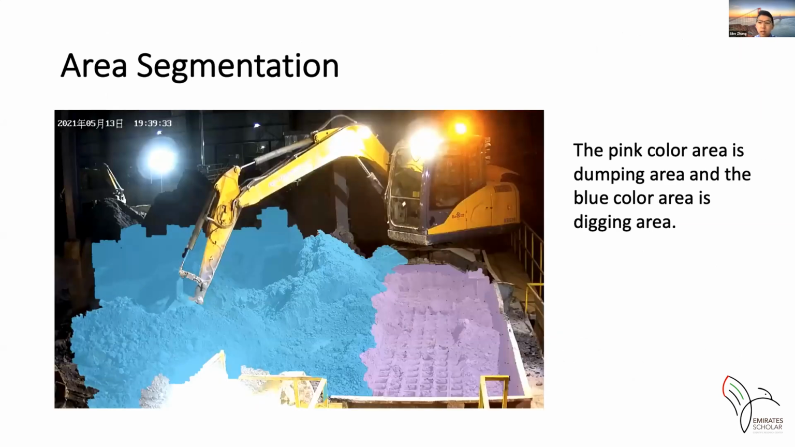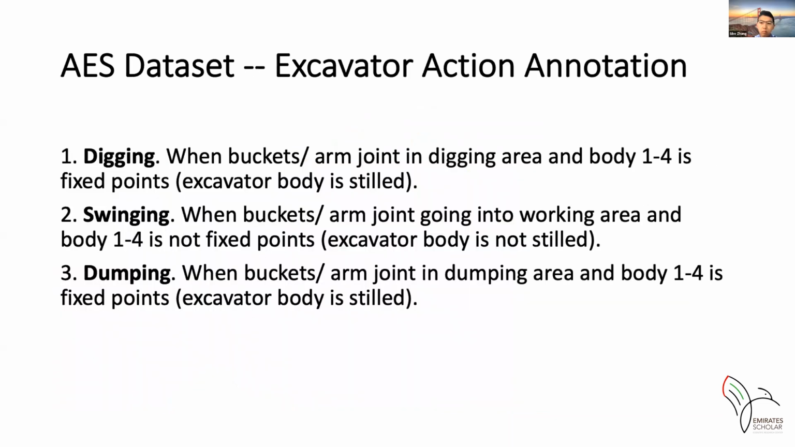The segmentation network is based on ResNet. A digging area is defined as the recycling area, which includes various toxic materials. A dumping area is a designated area to dump waste. Based on the excavator key poses and the area segmentation results, we define the excavator digging, swinging, and dumping actions as following.